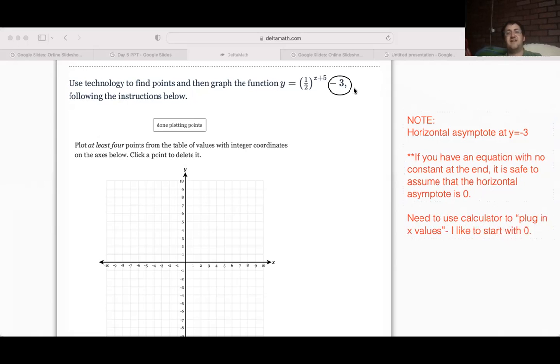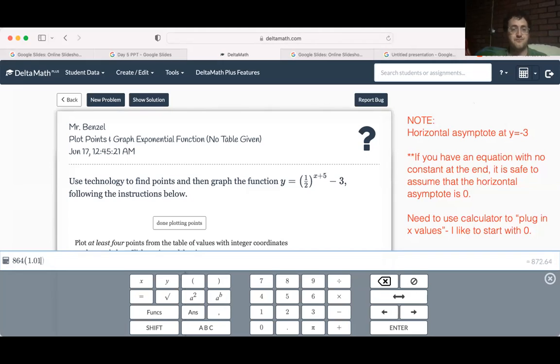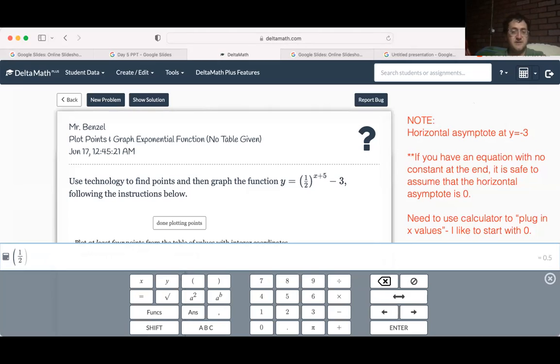So let's do that. I'm going to get my calculator and type in the outline of a function. So you want the 1/2 in parentheses, and I like to put, for my exponent, a placeholder x plus 5.